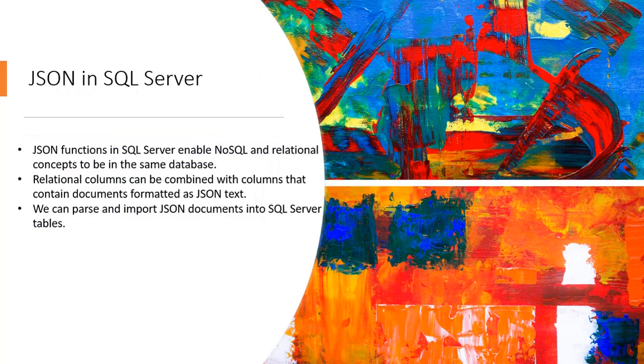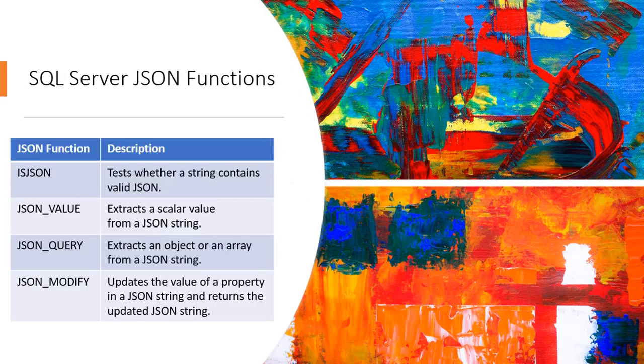Now, in SQL Server, there are several native built-in functions that enable NoSQL and relational database concepts to be in the same database. Relational columns can be combined with columns that contain documents that are formatted as JSON. We can also parse and import JSON documents into SQL Server database tables, which we will show later in the video.